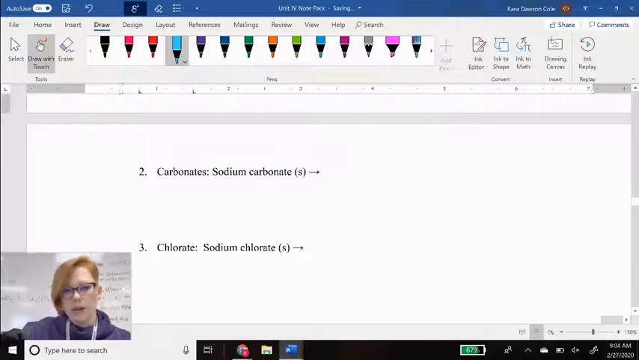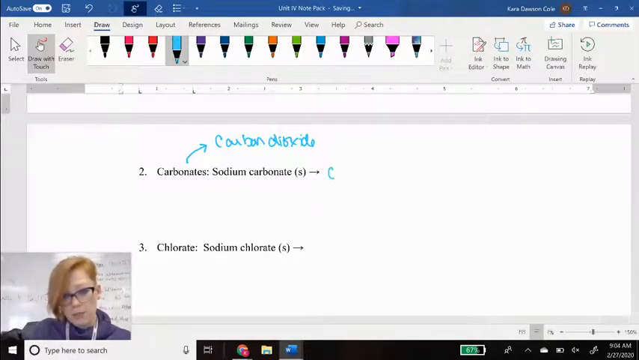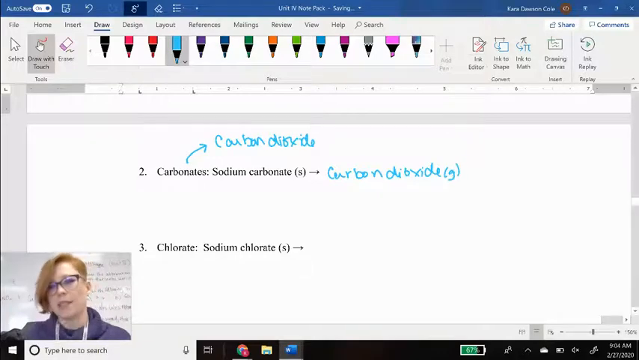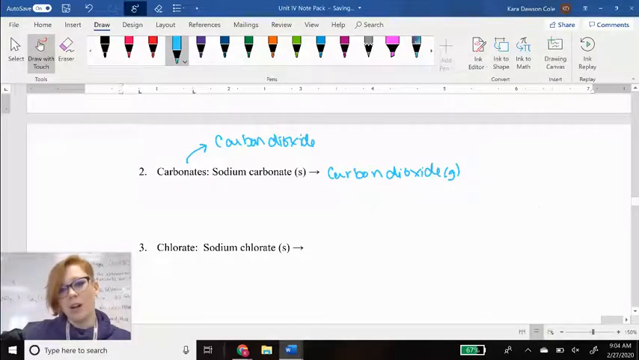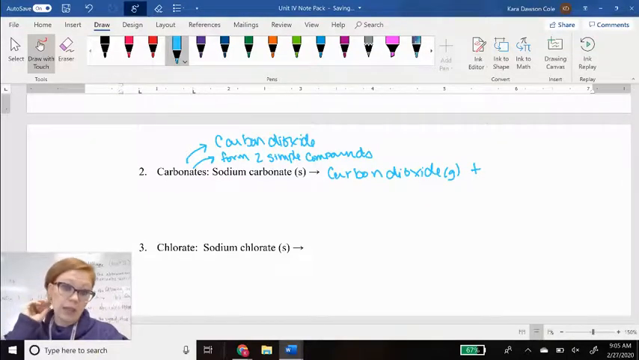Carbonates. We need to remember that a carbonate is going to break up into something that we breathe out, which is carbon dioxide. So carbonates always form carbon dioxide. That is definitely going to be one of my products. And I should know that that's a gas. I breathe it out every single day. Then I'm going to have another compound here. So carbonates form two simple compounds. One of those compounds is carbon dioxide.